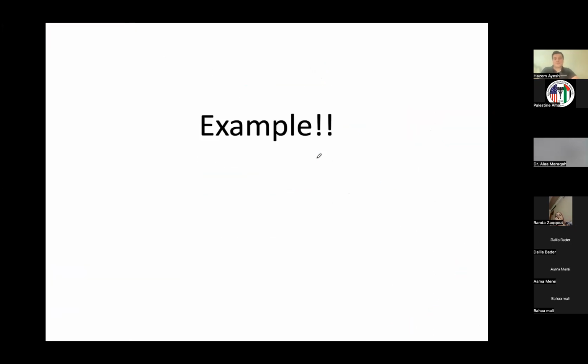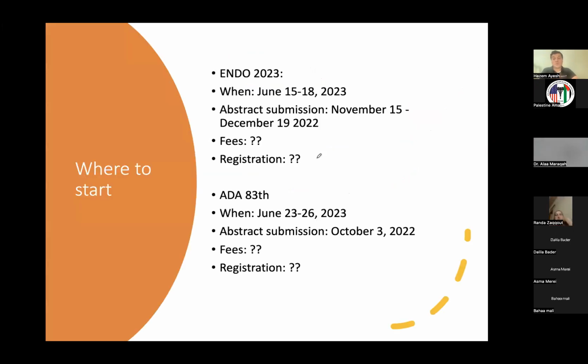I'm not sure if we have time, I don't think we have much, but just one more thing, and we'll go very quickly through an example. As a medical student, resident, or early career physician, you have an interest in a specific specialty. Let's say here the interest is endocrinology. You have to search for every single conference that will be held this year for endocrinology.